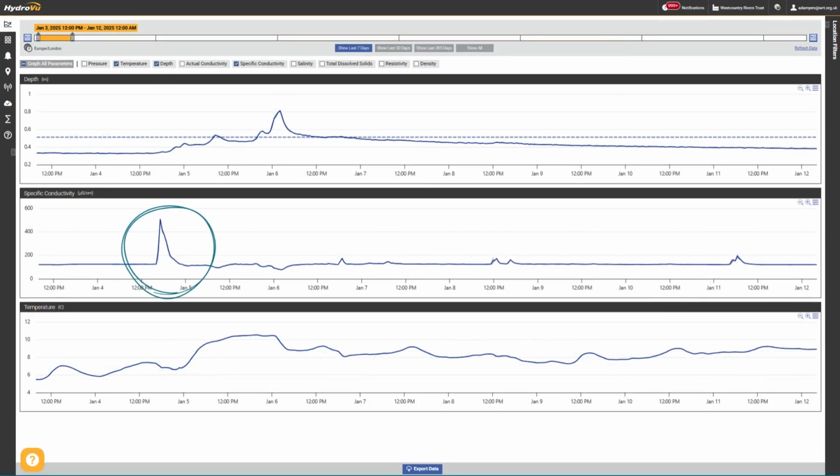Sometimes when it rains, we see spikes in conductivity, and that is likely due to contamination getting flushed into the river from the surrounding landscape. Other times, we also get spikes in conductivity when there is no rainfall. Both of these might indicate that more work is needed to help protect our rivers.